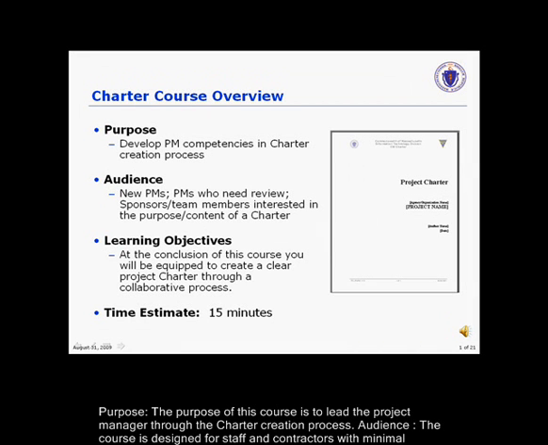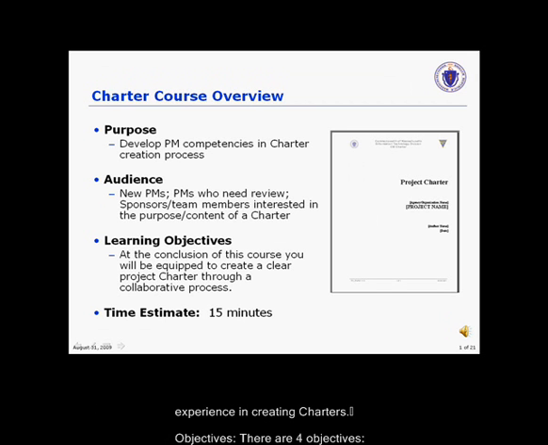Purpose. The purpose of this course is to lead the project manager through the charter creation process. Audience. The course is designed for staff and contractors with minimal experience in creating charters.